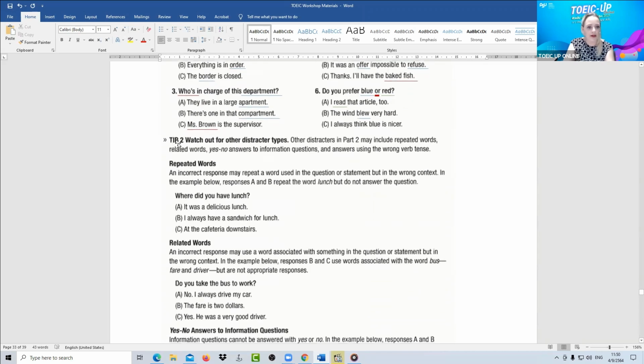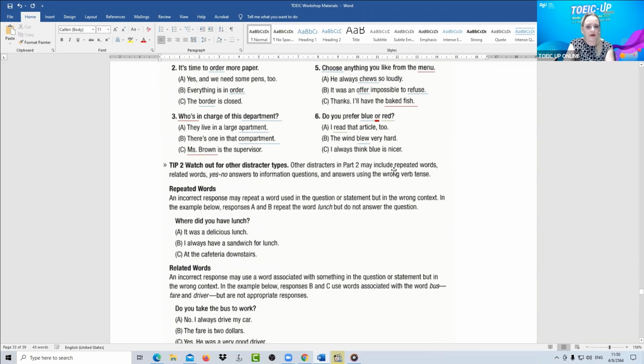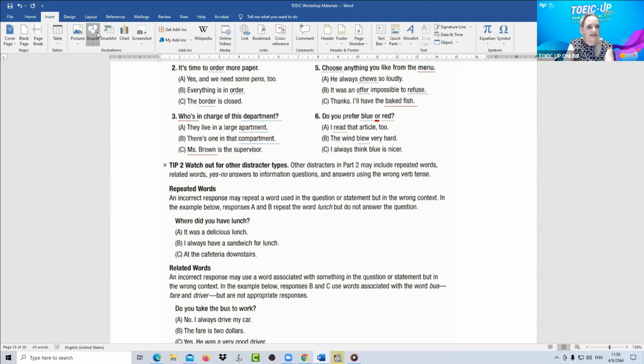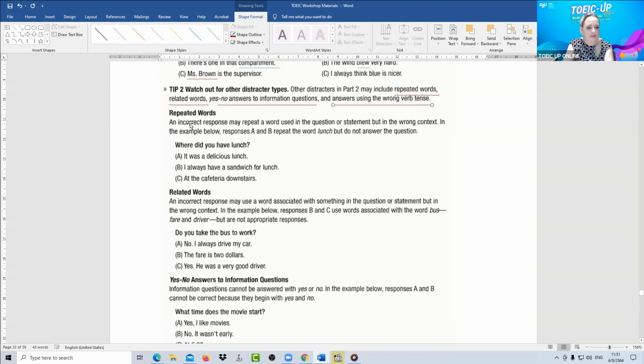Okay, so watch out for other distractor types. Other than homonyms, similar sounding words with different meanings, we can also see repeated words, related words, yes/no answers to information questions, and answers using the wrong verb tense. So these are other distractors that they put in here. We have yes/no answers to information questions, like what is your name? Yes. Information questions, who, what, when, where, why, and yes/no answers. That is wrong. It's another distractor. And answers using the wrong verb tense. That's another distractor.